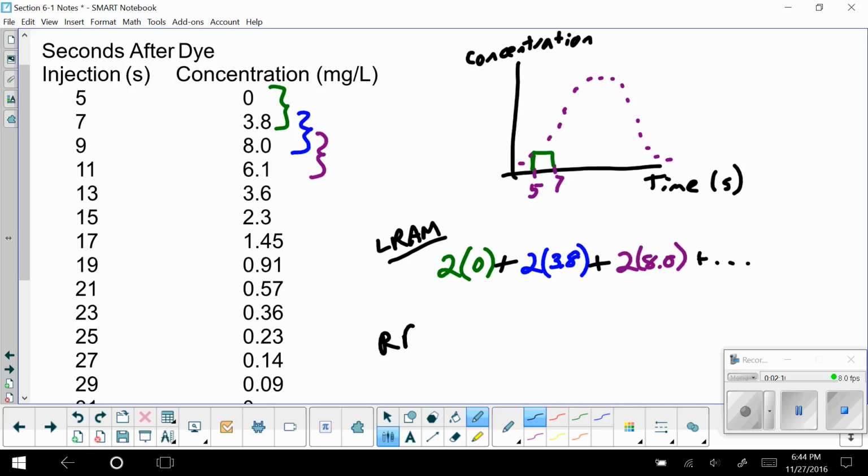If I were doing RRAM, my widths aren't going to change. What's going to change, so I have a width of 2 from 5 to 7, but now it's the 7 determining the height of 3.8. If I go to the next rectangle between 7 and 9, that still has a width of 2, but now the 9 determines the height at 8. And then my next rectangle from 9 to 11 still has a width of 2, but now the 11 determines the height, because that's on the right, of 6.1, and so on.